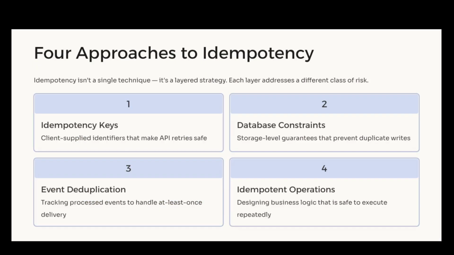When thinking about idempotency, I usually break it down into 4 approaches. First, idempotency keys for API requests. Second, database constraints for write safety. Third, event deduplication in streaming systems. And fourth, designing naturally idempotent operations. Let's go through them one by one.